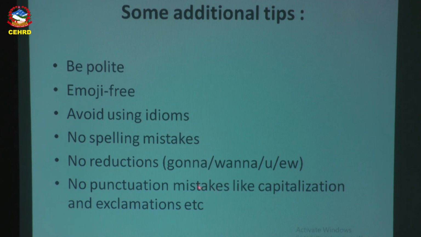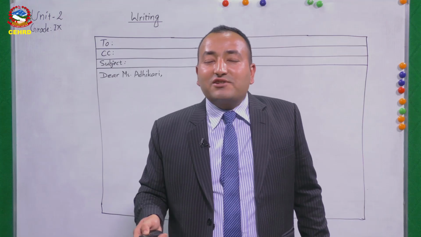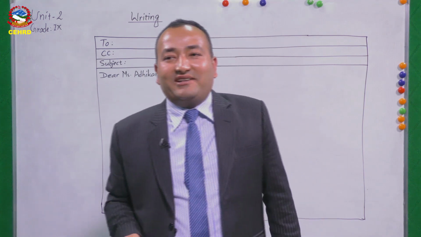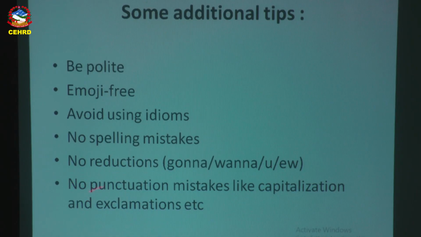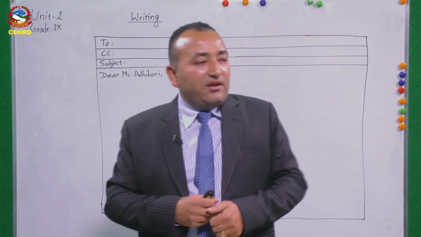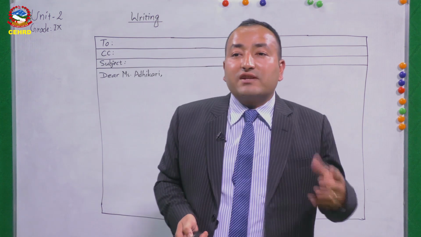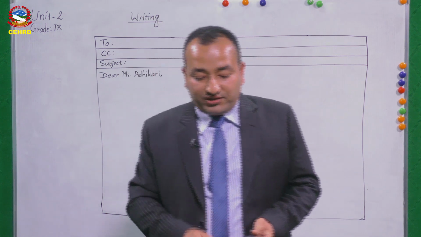They are very informal. Then don't write U for you. I love you means here, don't write this kind of spelling, I love U or something like that, in formal writing. Please be careful about that. And no punctuation mistakes like capitalization or exclamation marks, question marks or full stops. There are different types of things, that is punctuation. So punctuation mistakes, don't do this.